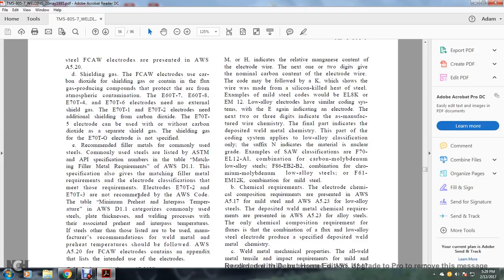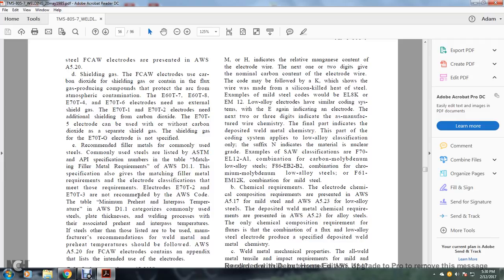Recommended filler metals commonly used with the steels are listed in the American Society for Testing and Materials and American Petroleum Institute specification tables. The matching filler metal requirements are given in American Welding Society D1.1, and the specification also gives the electrode classifications that meet the requirements, such as electrodes E70T2 and E70T3, but they're not recommended under the American Welding Society code.